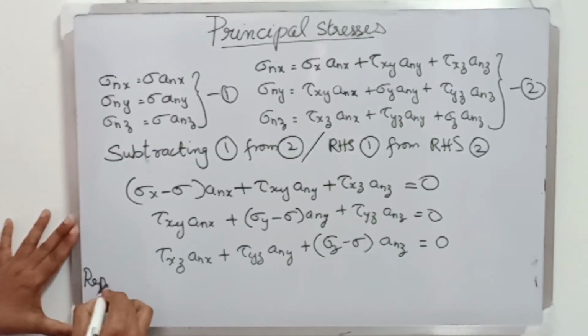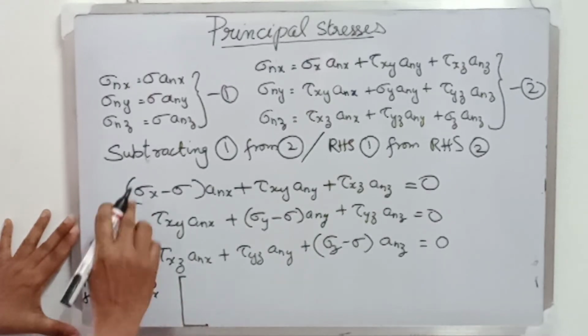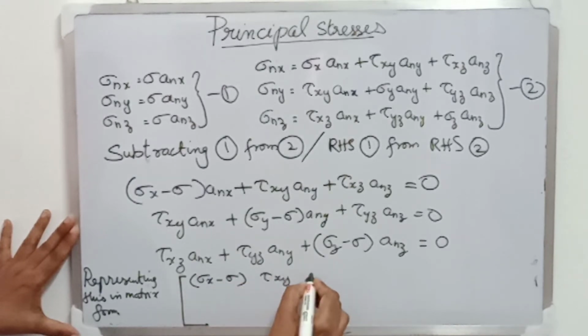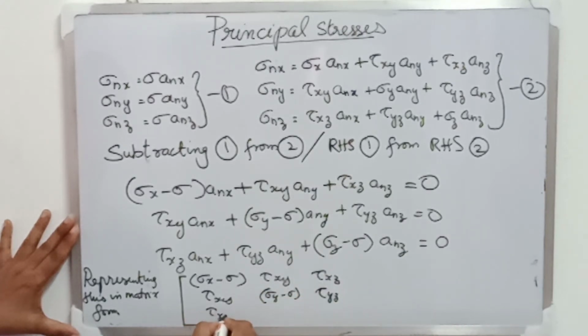So altogether we got 3 equations. Now I'm representing this in matrix form. So here in the matrix, all the stress components are written down. Here along the diagonal, we have the normal stress components and all the others are shear stress components. So this is a 3x3 matrix.